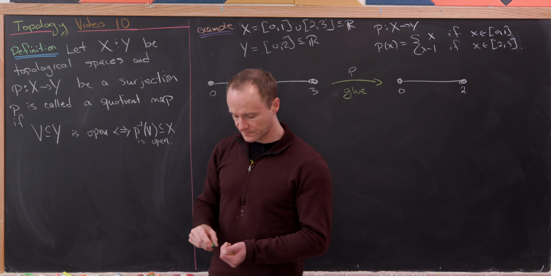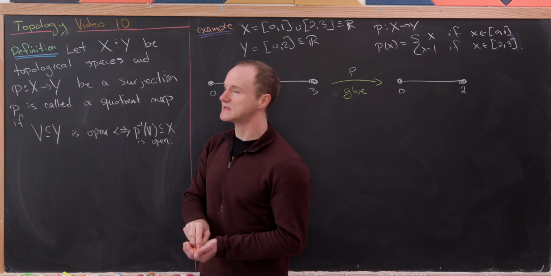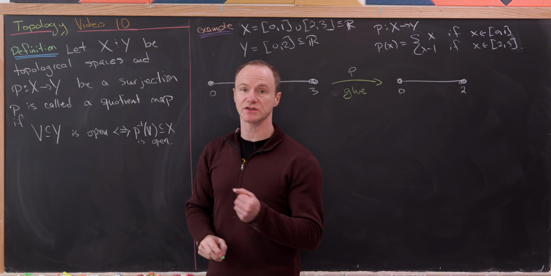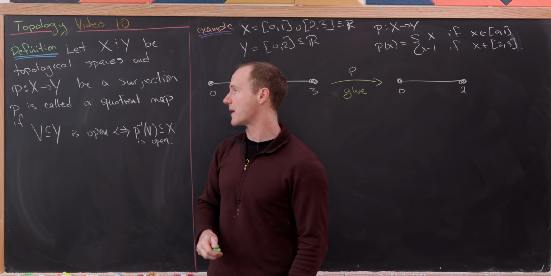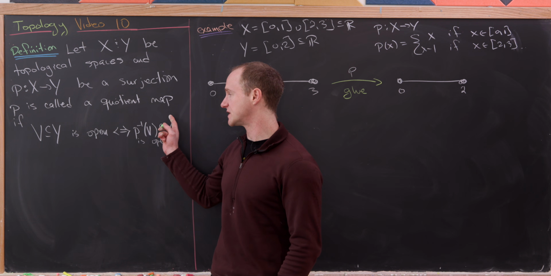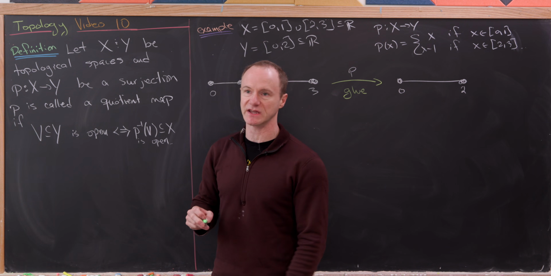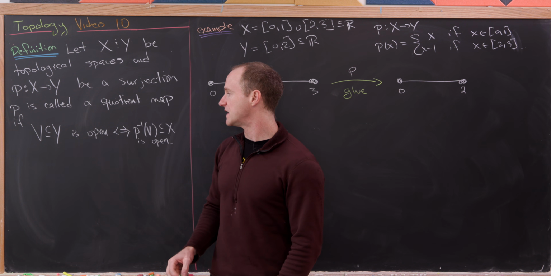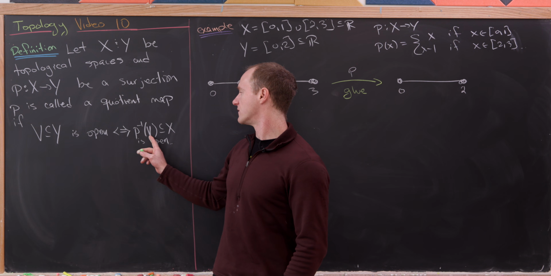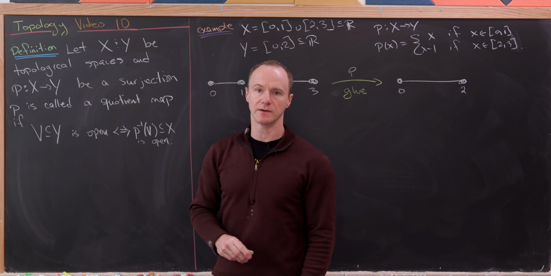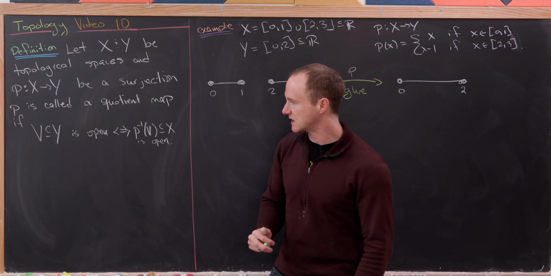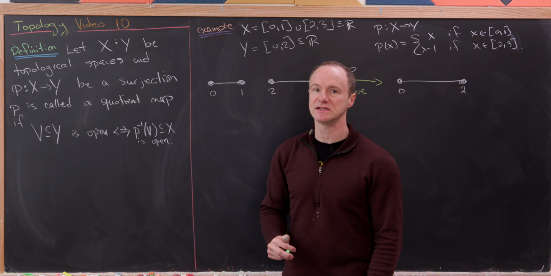All right, so here's our first definition. So let's say we've got two topological spaces x and y, and then we've got a surjective function p from x to y. Then we say that this function is a quotient map if it satisfies the following condition. So v in y is open if and only if the pre-image of v in x is open. So let's observe that the forward direction here is a condition on p being continuous.